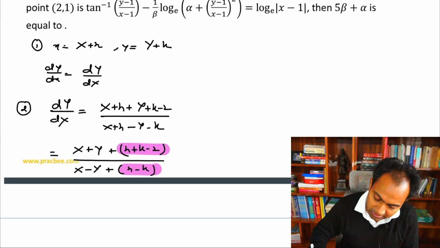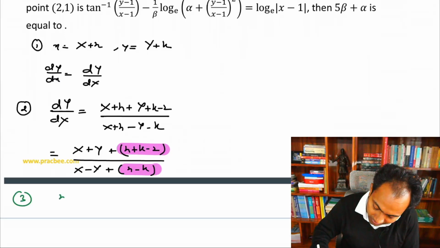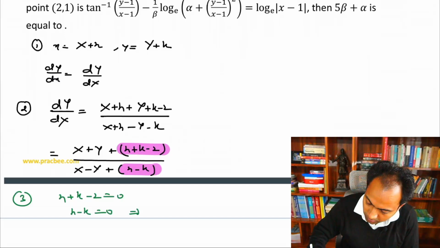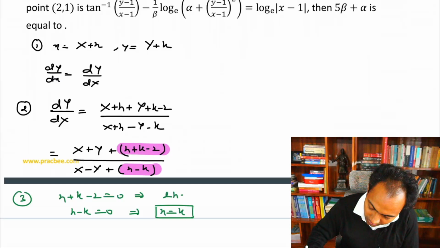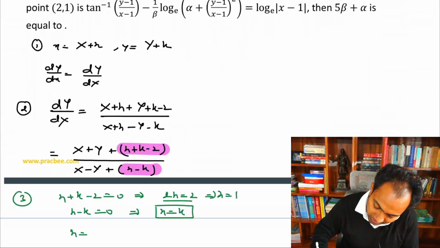So in the next step, third step, I will write h plus k minus 2 is equal to 0 and h minus k is equal to 0. From here we are getting the value as h is equal to k. If I put it in this equation that is given to us, twice of h will be equal to 2. h comes out to be 1, and as a result both of these constants, h and k, are 1.